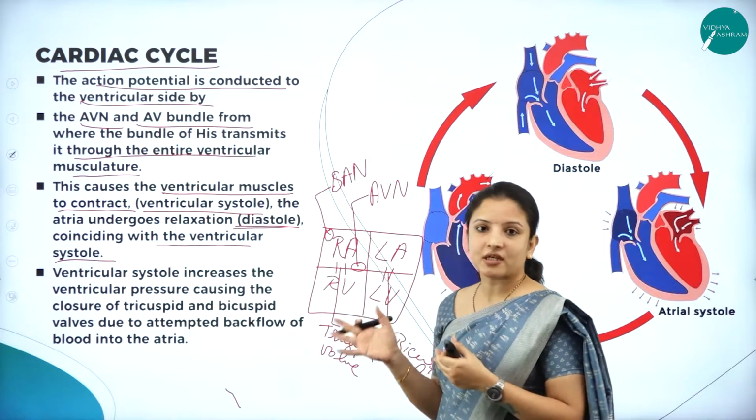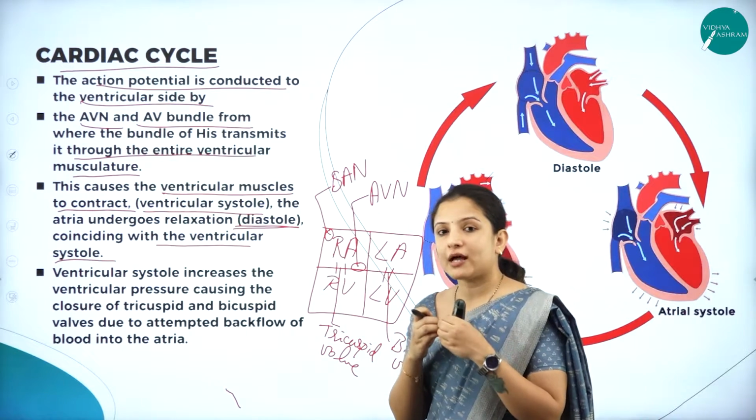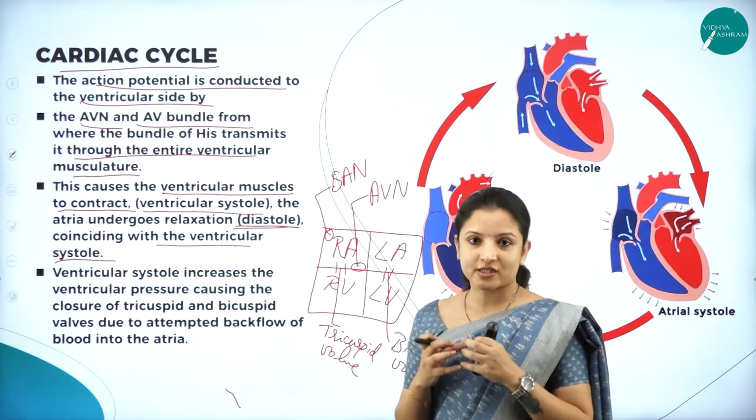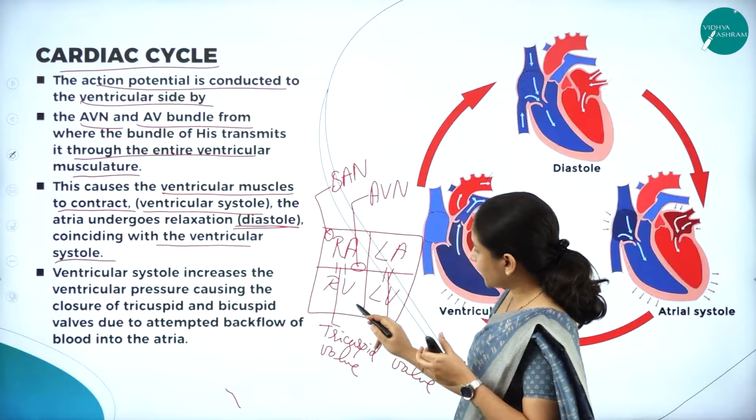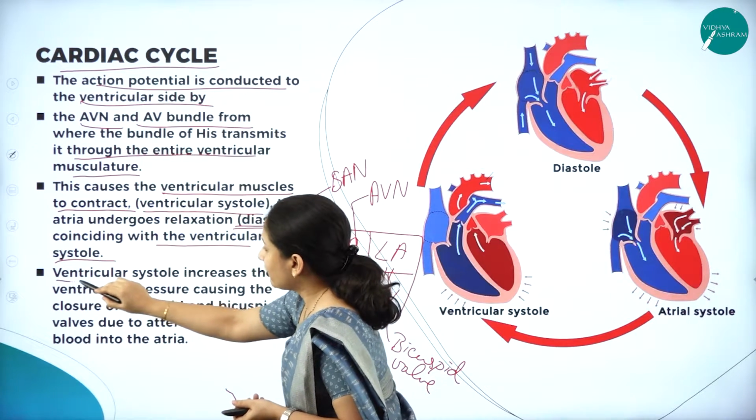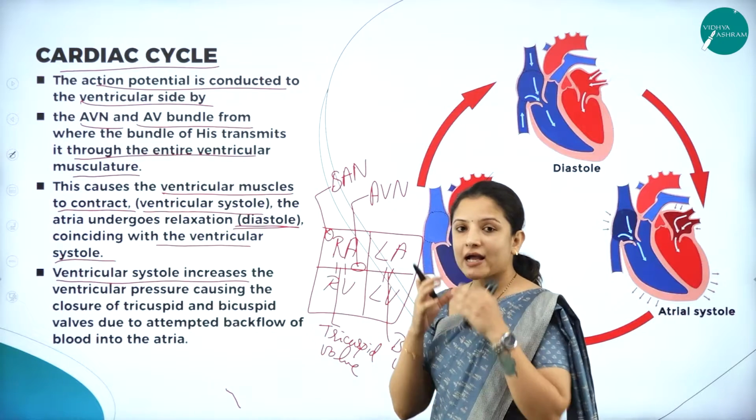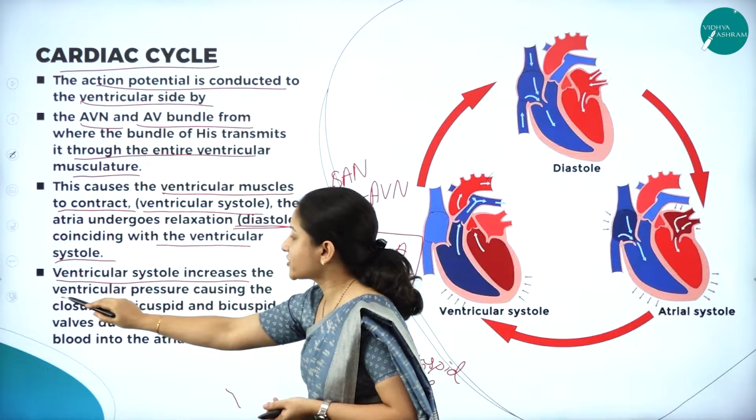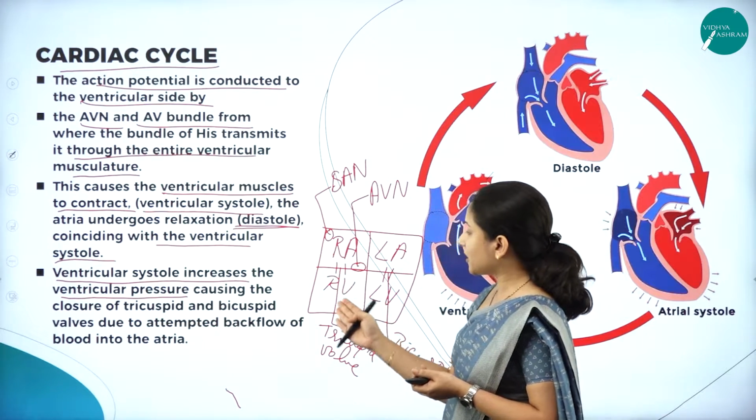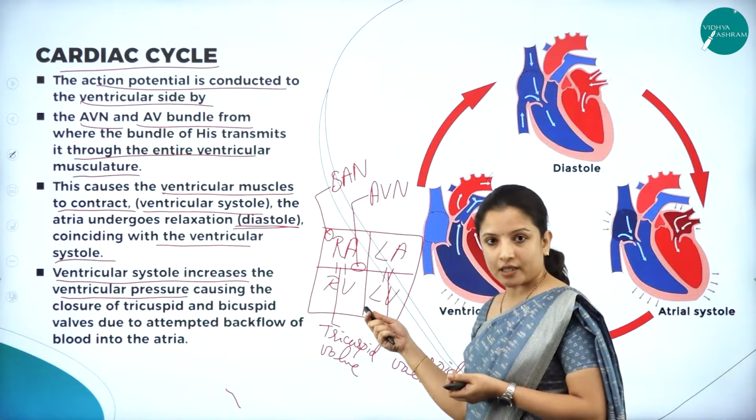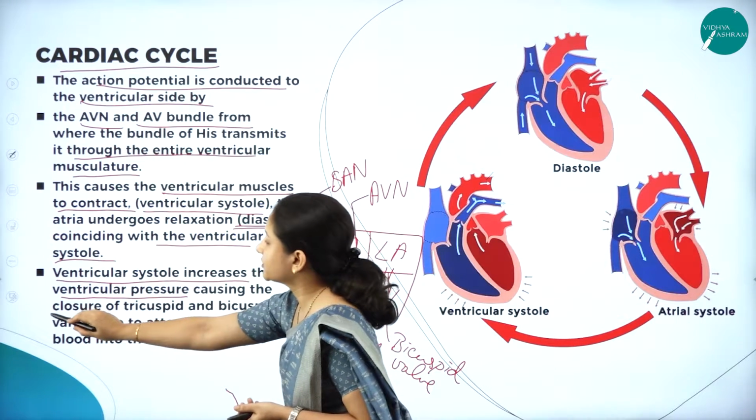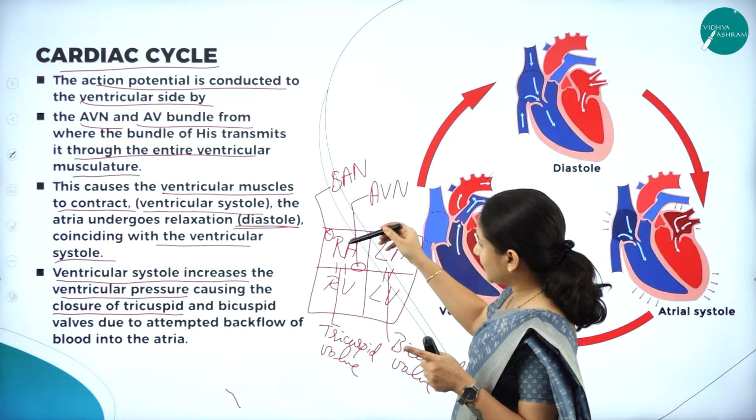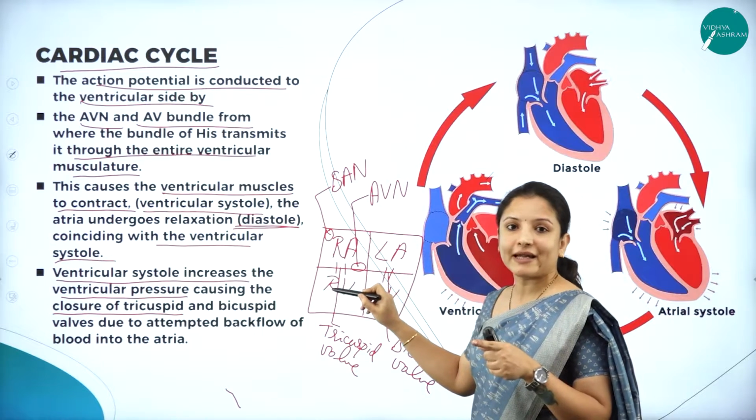So what happens when such a process occurs? First, as I told you, ventricular systole occurs, that is the contraction of the ventricle. As the contraction in the ventricular systole increases, ventricular pressure will be created. A pressure will be created in the ventricular chambers of the heart, and this pressure causes the closure of the tricuspid valve. Where is the tricuspid valve present? It is present between the right atrium and the right ventricle.